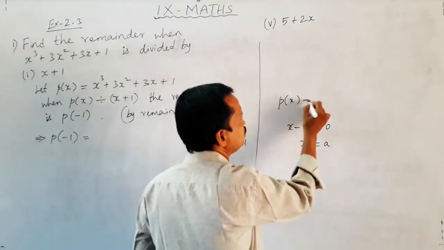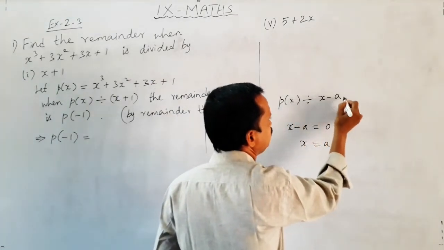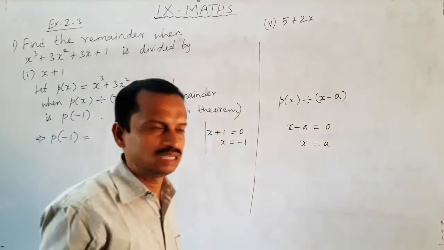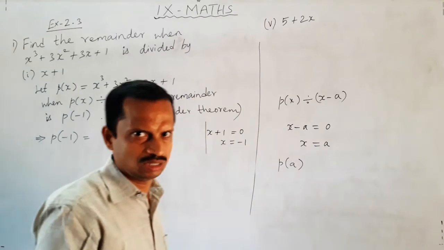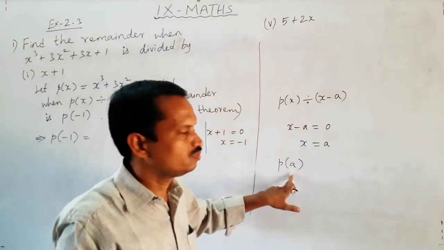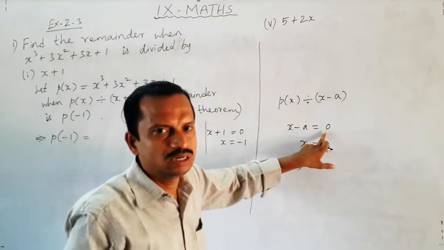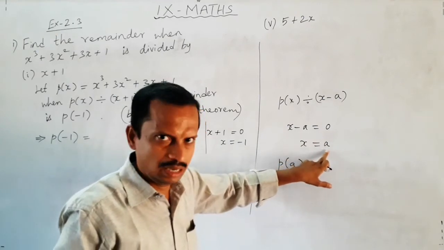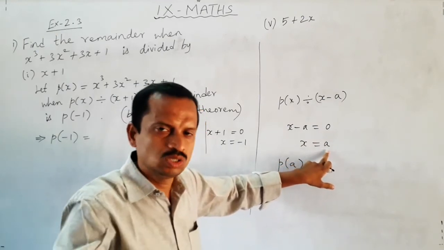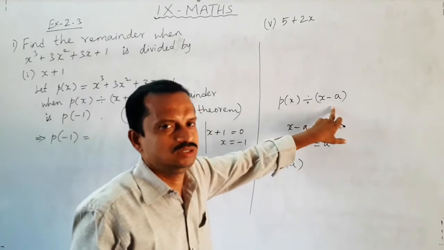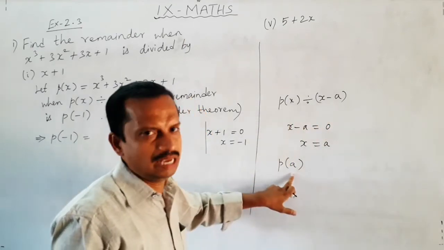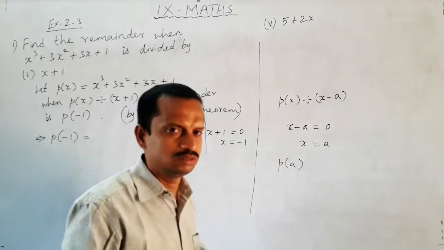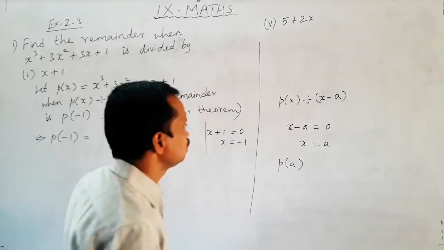That is the remainder theorem. When p of x is divided by the linear polynomial x minus a, the remainder is p of a. So how to find that p of a? X minus a we equate to 0 and we get x equal to a. So a is the 0 of x minus a. So p of a is the remainder. For x, put a. P of a is the remainder. This is what the remainder theorem says.